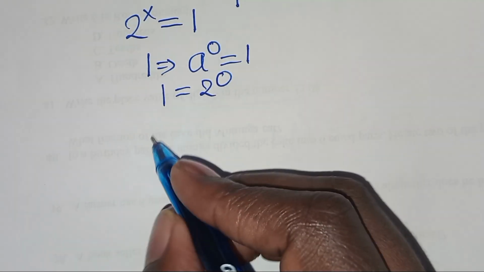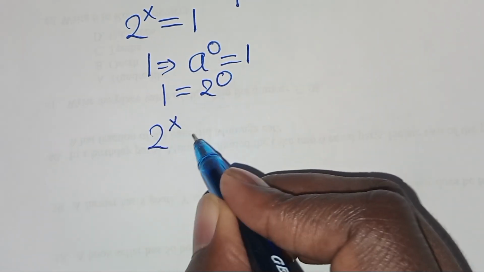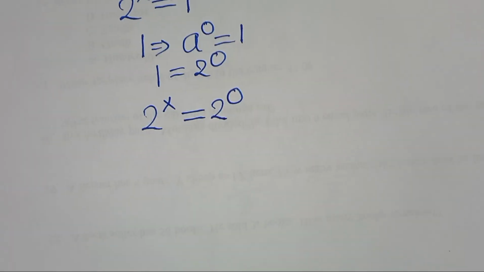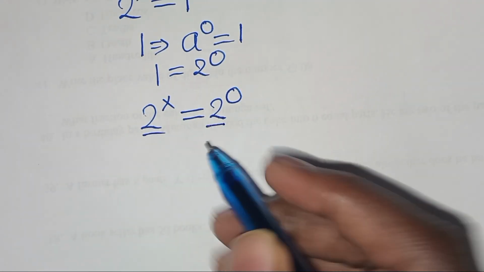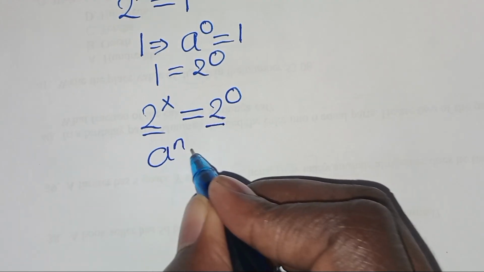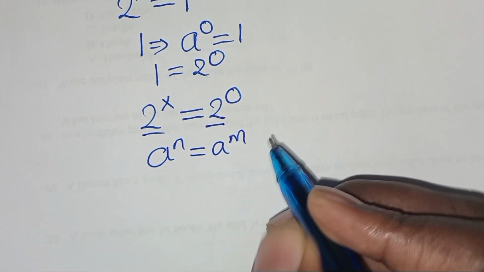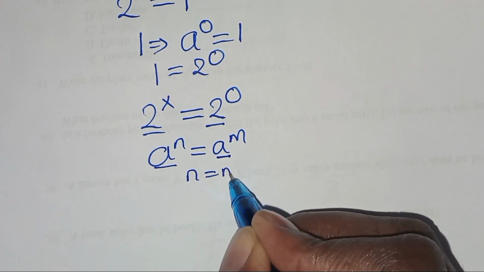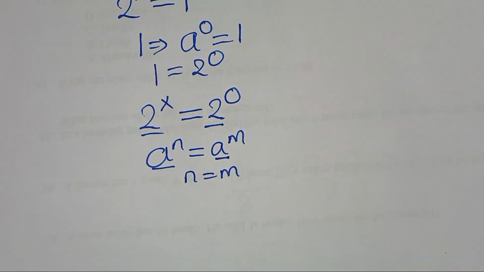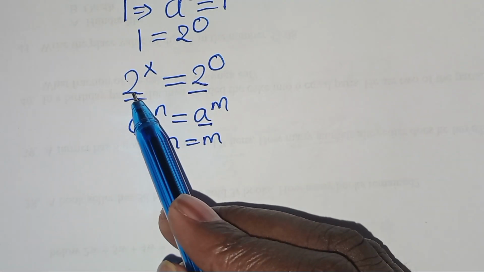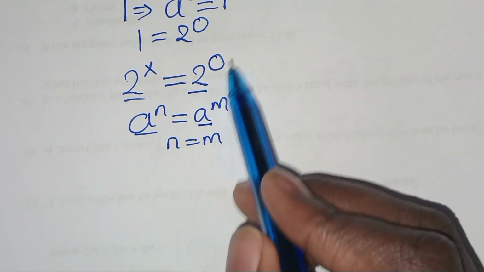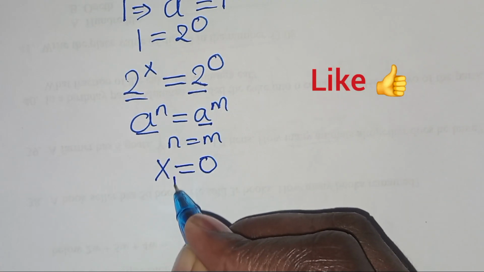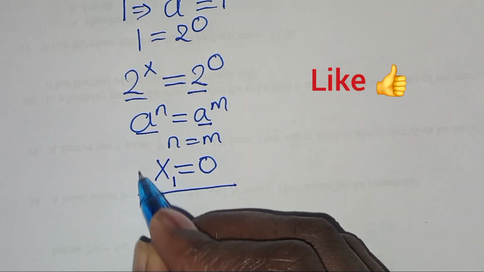So here this means we have 2 to power x equal to 2 to power 0. And since the bases are common here, that is a to power n is equal to a to power m, then n, the exponent, is equal to m. So applying this property, 2 to power x is equal to 2 to power 0. This implies that x is equal to 0. The first value of x is equal to 0.